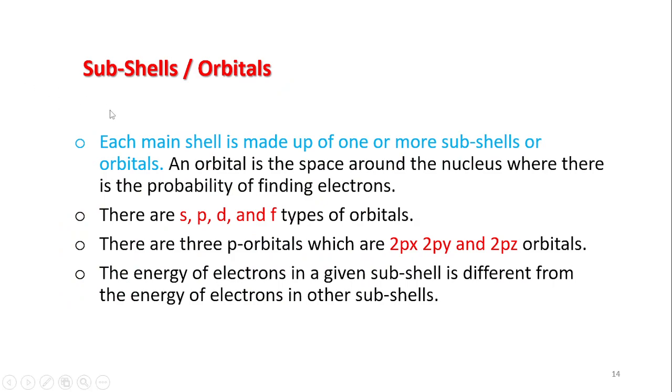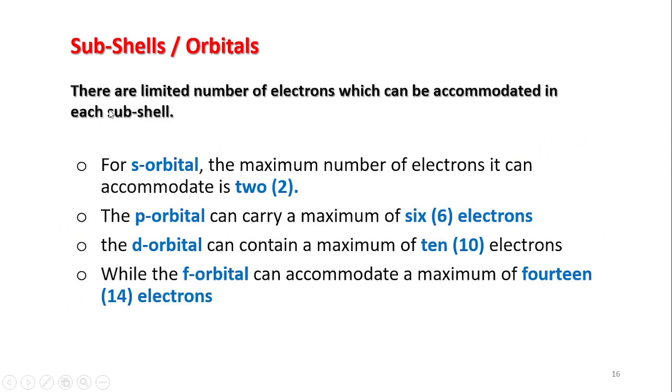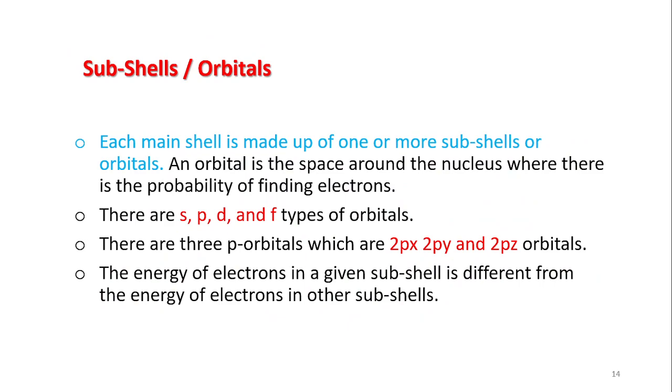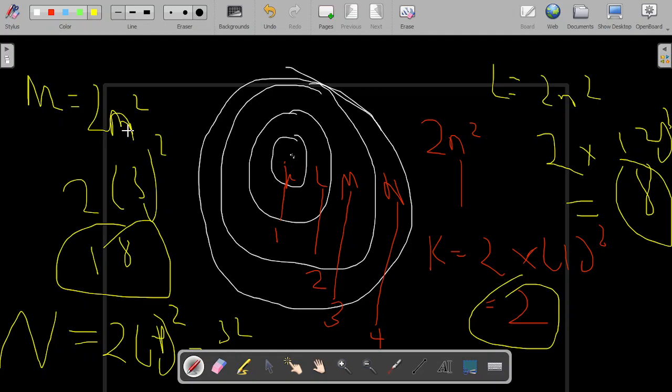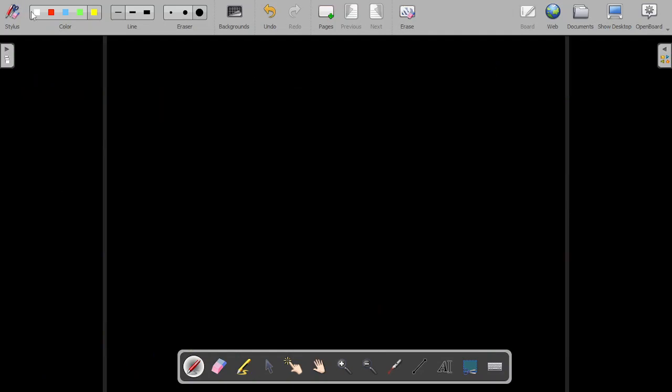Now before we get to this, we need to understand how we can represent the electrons in the main shells, how we can arrange our electrons in the main shell. I think I've explained that before, but let's take it again. Let's take lithium as an example. How do we represent the electrons of lithium in the main shell?